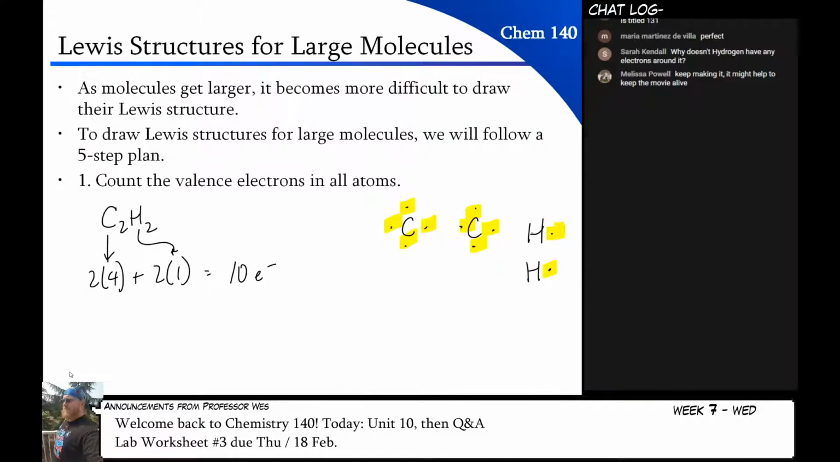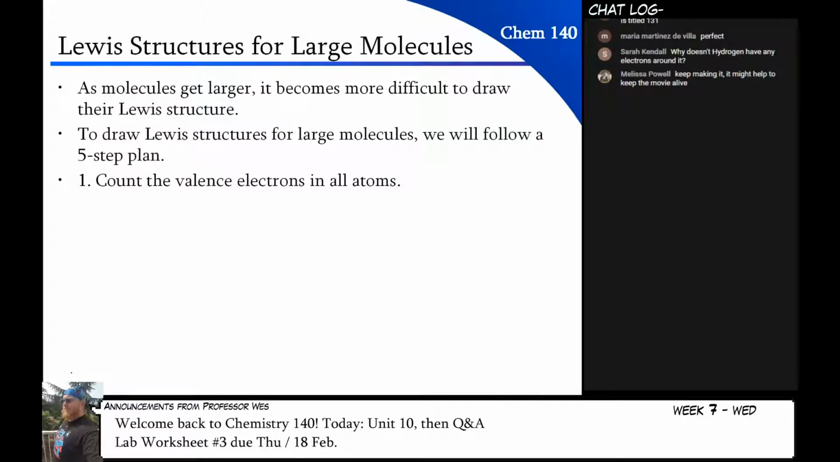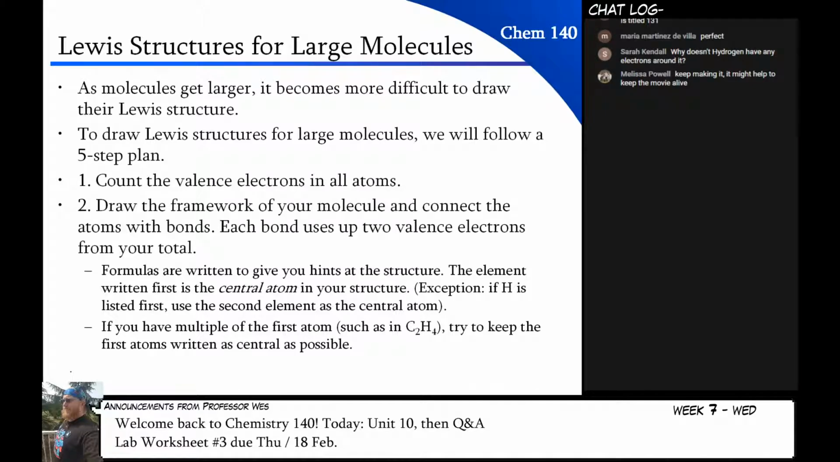Count all the electrons by just looking at each atom and counting the number of valence electrons it has from the periodic table, and just tally them up. Once you have a tally, you're going to make a framework. Your framework is just a rough sketch with all of the initial bonds in your structure drawn. So you're going to write all your single bonds in, how you think the molecule is constructed.